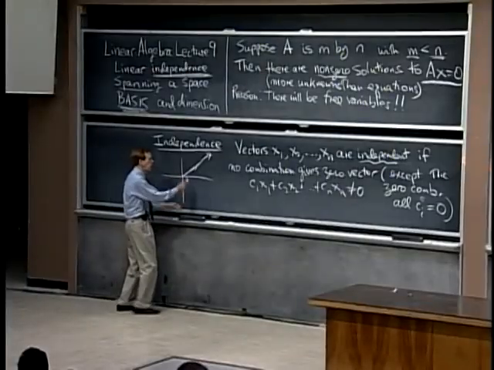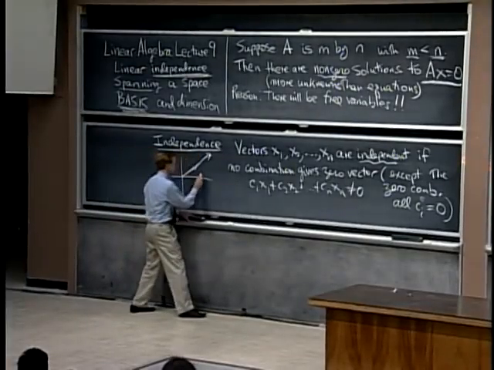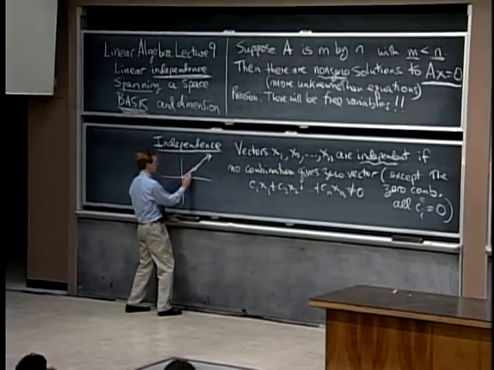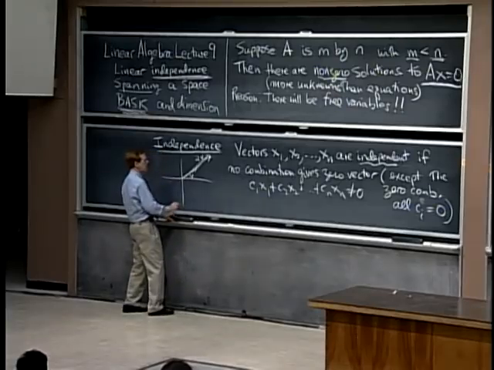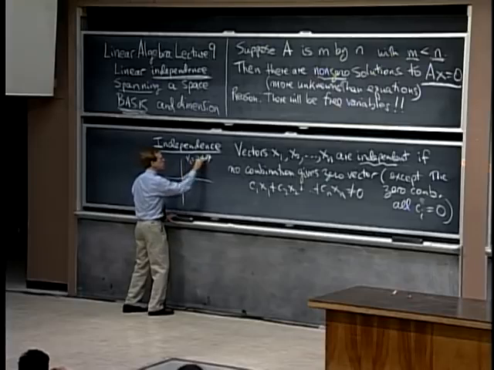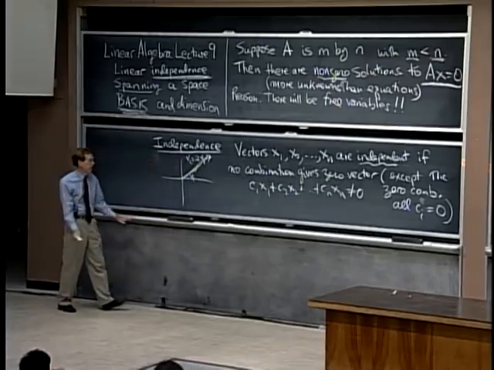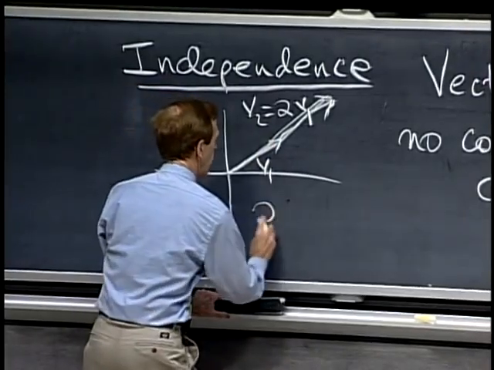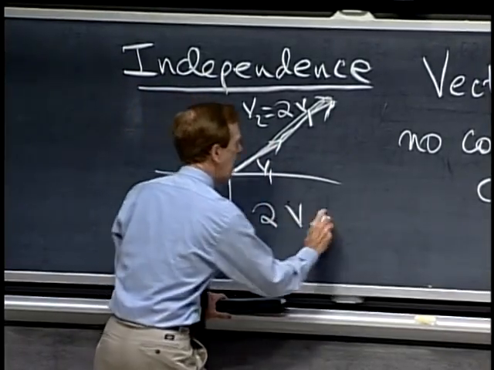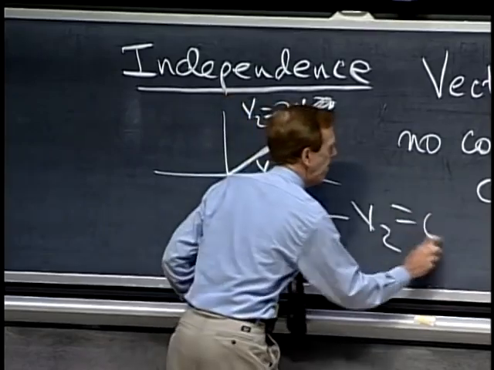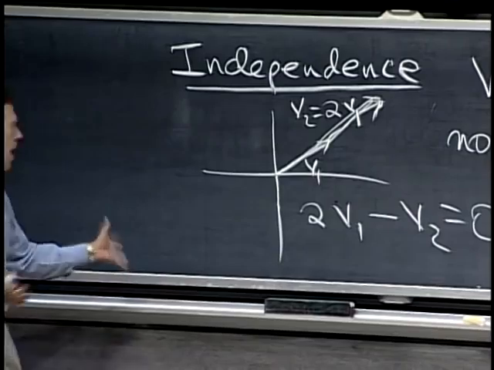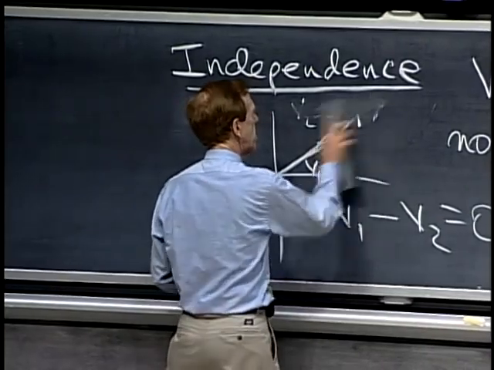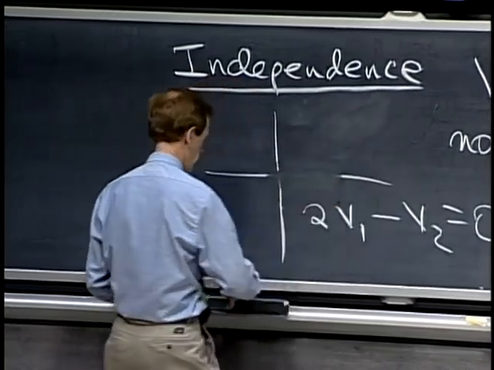And in fact, I would take two of the first. So here's a vector v1, and my next vector v2 is 2v1. Of course, those are dependent, because two of the first vector minus the second vector is 0. That's a combination of these two vectors that gives the 0 vector.